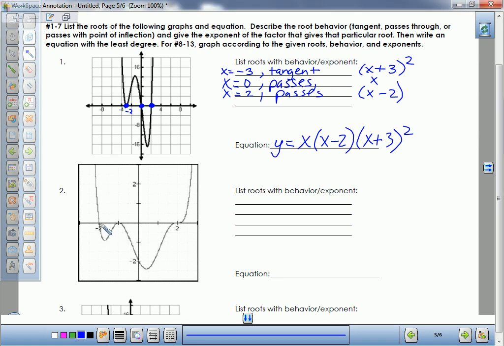Let's look at number 2. We have these intercepts. So we have roots at -2, at -1, and at +2. Now we need to decide what's happening at each root. At -2, it passes. At -1, it bounces. Therefore, we would call it tangent. And at +2, it doesn't just pass. Look at the concavity. Concave down to concave up. It passes with inflection. There's an inflection point there.